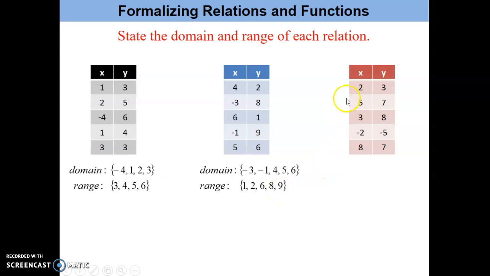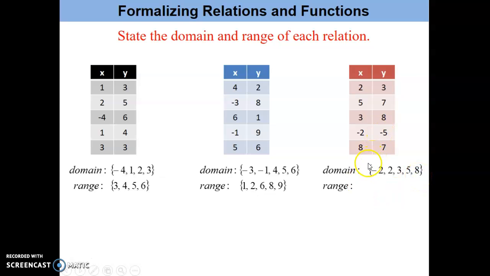And for our last one, if we look at it, which one is going to be our range? Well, range is our y values. And what is it called when we have our x values? We're going to have our domain, right? So our domain here is going to be all of our possible x values: 2, 5, 3, negative 2, and 8. But again, we put them in order from least to greatest, and we have negative 2, 2, 3, 5, and 8 for our domain.